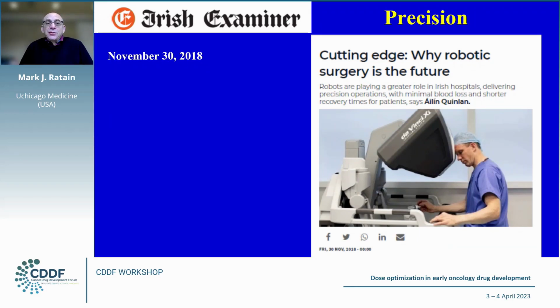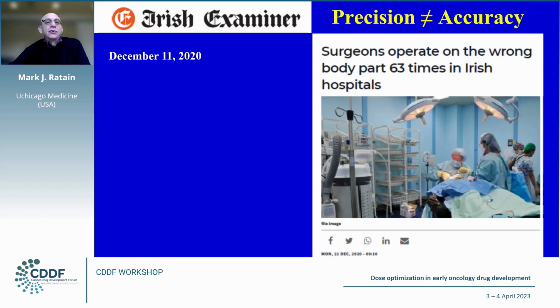This is a news article published in the Irish Examiner in 2018 on precision surgery, robotic surgery. The epitome of precision, right? Absolutely cutting at the precisely best site. 2 years later, the same newspaper reported that surgeons operate on the wrong body part 63 times in Irish hospitals, presumably using their precision surgery instruments. It should be clear, precision doesn't mean accuracy.